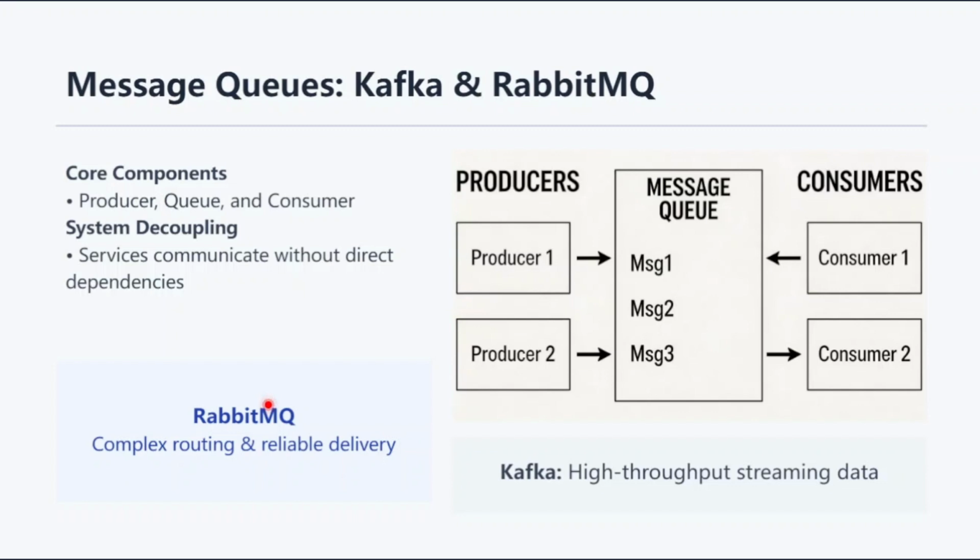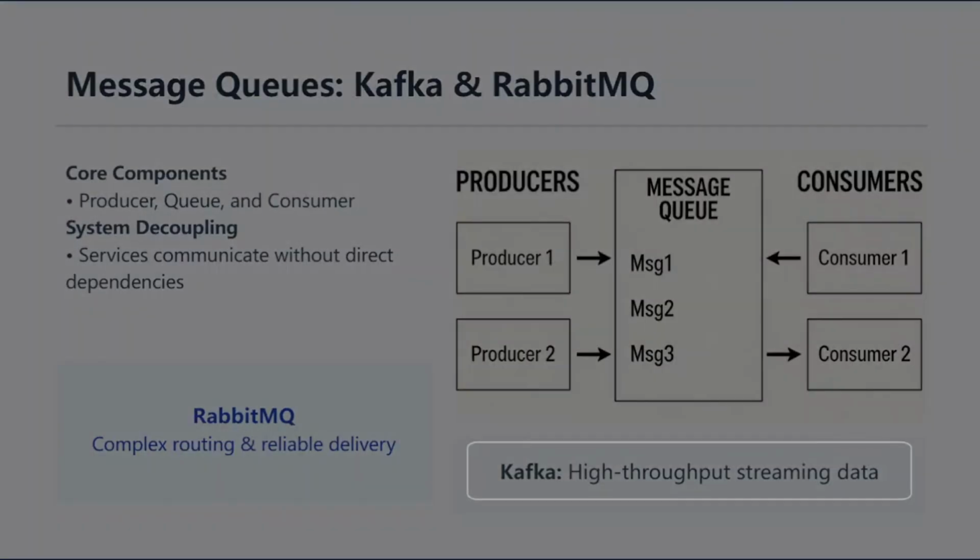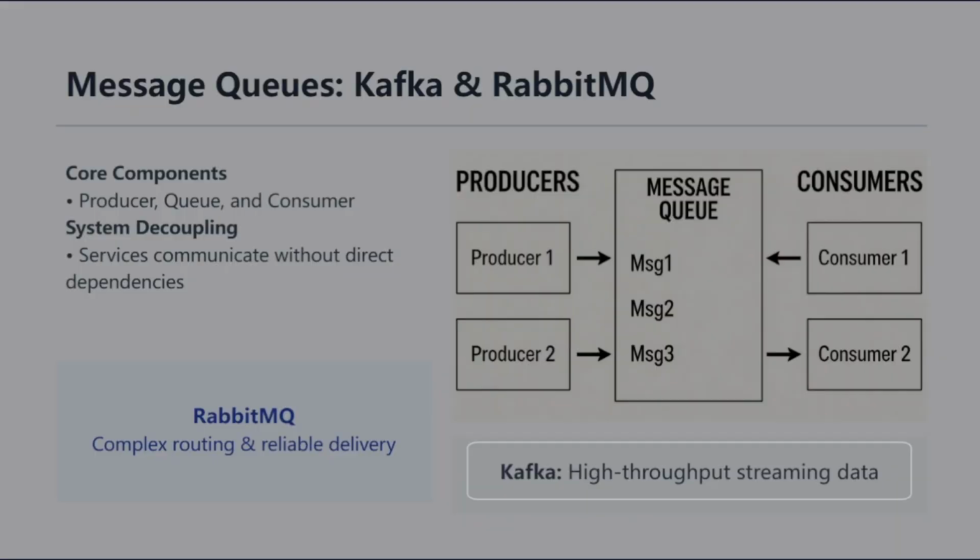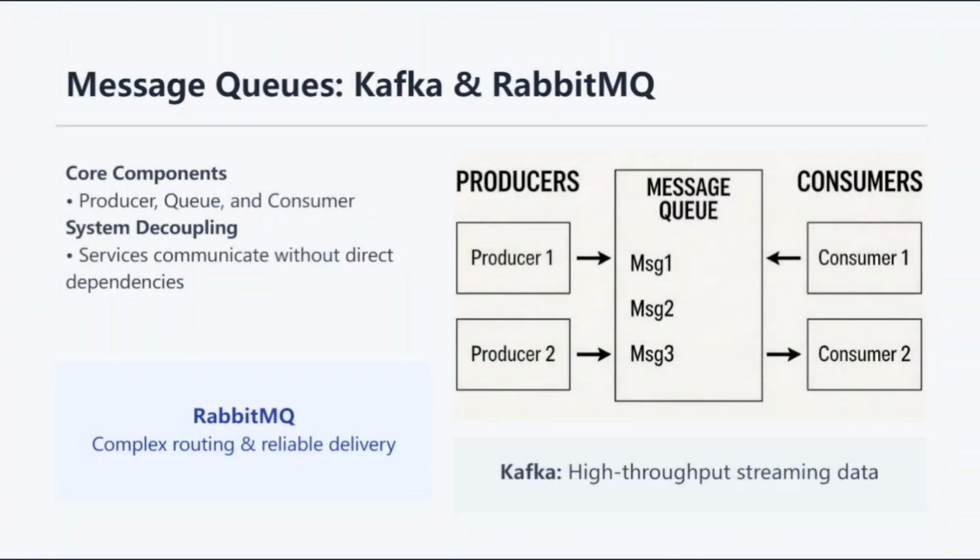Take RabbitMQ, for example. It's fantastic when you need complex routing, like sending a specific message to several different services based on specialized rules, and it prioritizes reliable, guaranteed delivery. On the other hand, we have Kafka. Think of Kafka more like a high-speed, distributed log. It's optimized for massive throughput and streaming data. If you're processing millions of events or logs per second, Kafka is usually the industry's go-to choice.